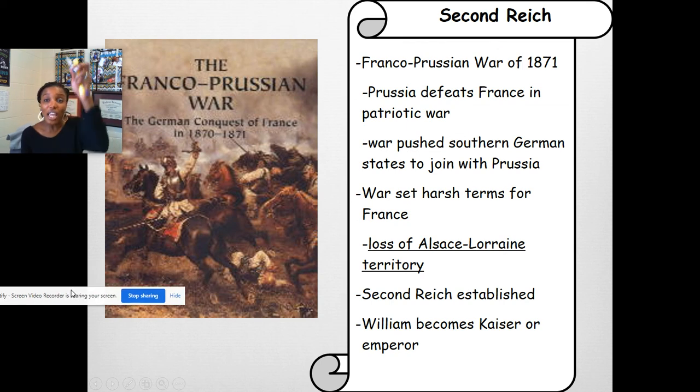Then we get the rise of the Second Reich. Please highlight and star. Or the Franco-Prussian War of 1871. Prussia defeats France in a patriotic war, and war begins to push southern German states to kind of join with Prussia. So we're already seeing people picking their sides and going a different direction. War set some very harsh terms for France, and we lose the Alsace-Lorraine territory, which is one of the major takeaways from the Franco-Prussian War. And the Second Reich is established, and William becomes the Kaiser. Make sure you know the definition of Kaiser, or ruler or emperor, after this. Make sure you highlight and star or pause.